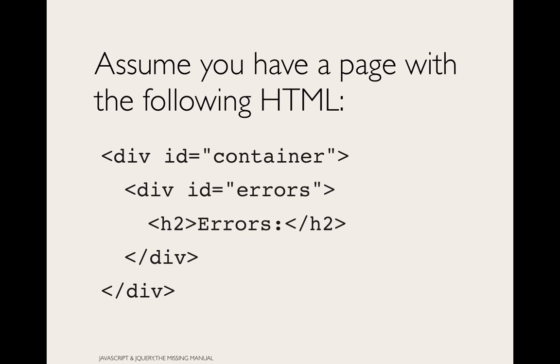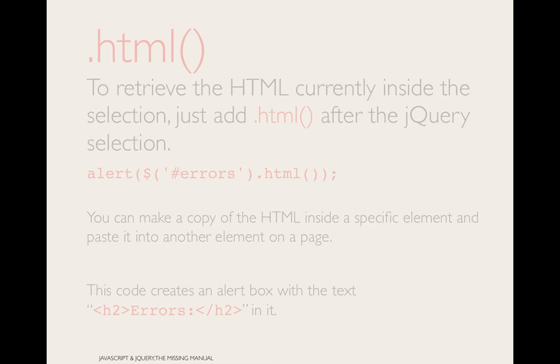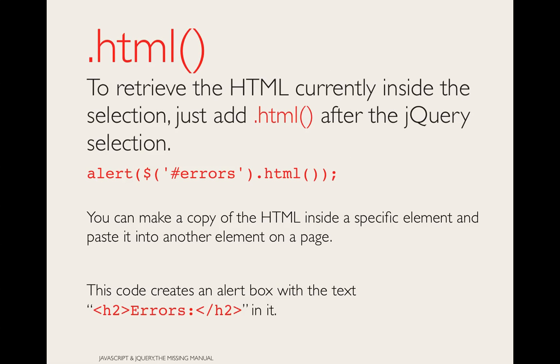And as the user does things, you want to change the content of the errors ID to reflect what's going on with the page. Say they're filling out a form and they forget something or whatever. So you can retrieve the HTML that's currently inside the selection. Just add .html after the jQuery selection. So if we want to return through an alert dialog box the HTML of the errors ID, then you would use this construct that's at the top there in red.